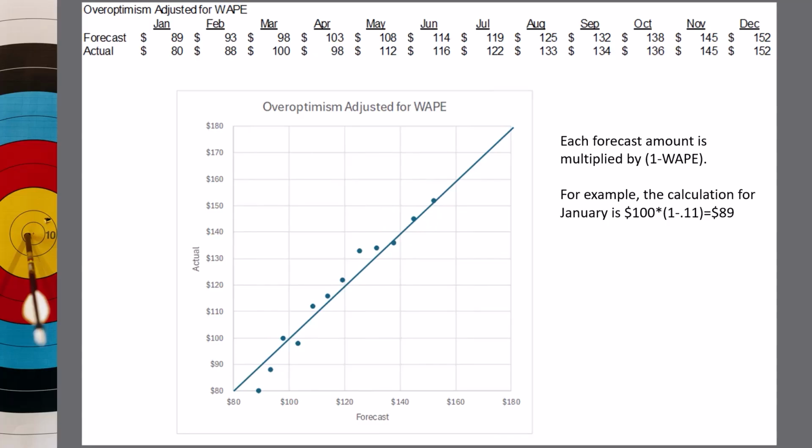I can then adjust the forecasted amounts by the WAPE. Each forecast amount was multiplied by 1 minus the WAPE. For example, the calculation for January is $100 times 1 minus 0.11, which equals $89. The forecasts are now much closer to the actual amounts. Remember, forecasts equal the actual amounts along the upward sloping line.